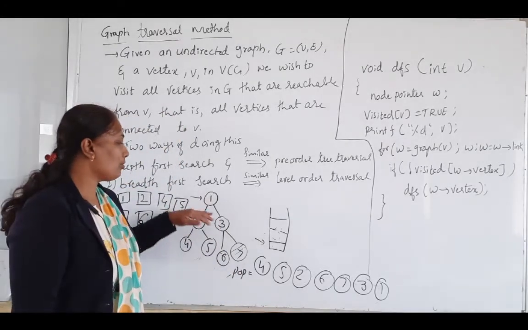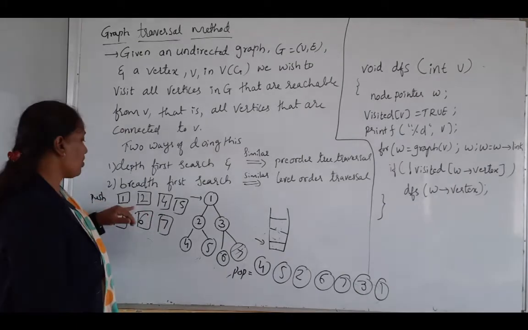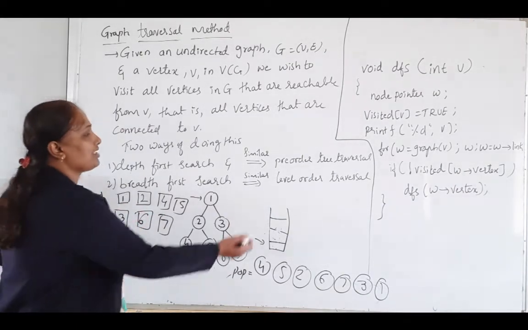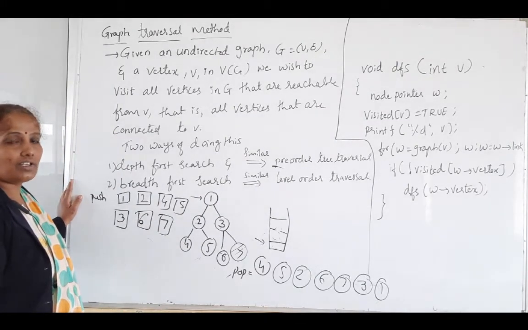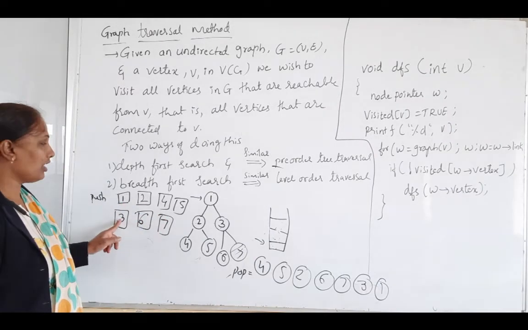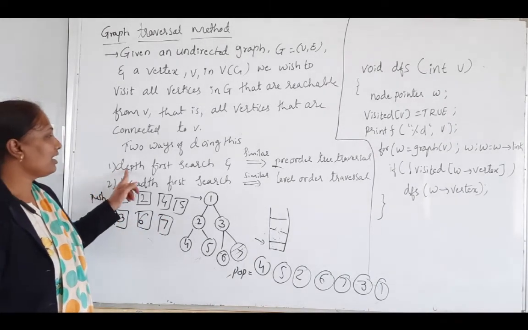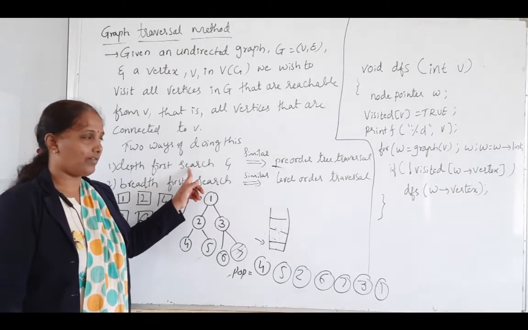Okay, so this is all about the DFS. Check out the push order of the stack. It is the same as the pre-order. When you traverse the tree using the pre-order method, you get the same sequence. Based on that, I can say DFS is similar to the pre-order tree traversal.